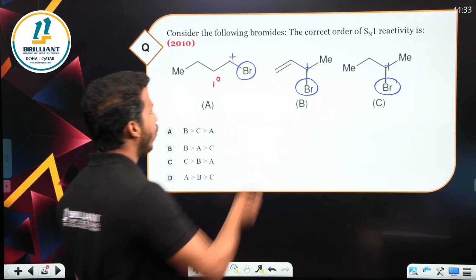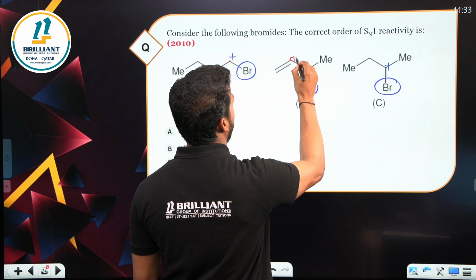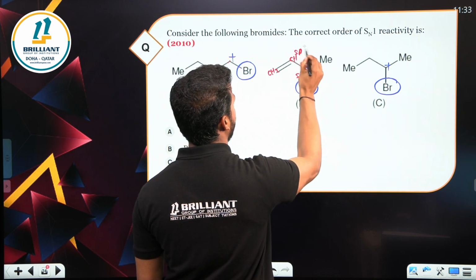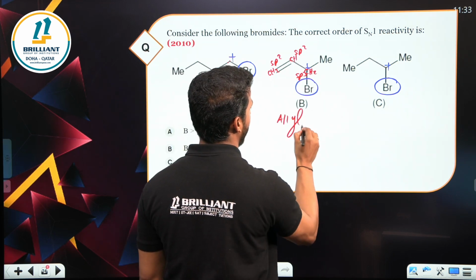Primary carbocation. What about this one? This is CH2, and this is CH and CH2. What is this group here? This is sp3, this is sp2, this is sp2. This is an allylic one, right? Yes, it's an allylic carbocation.